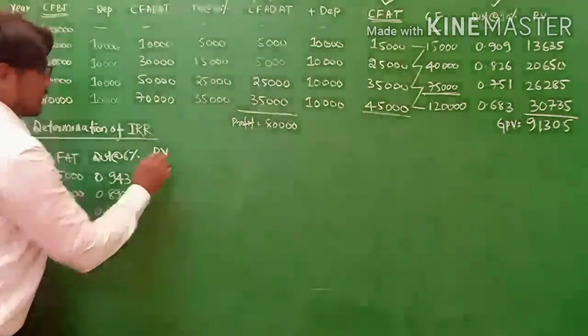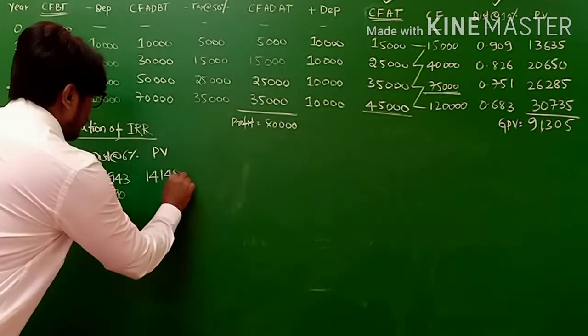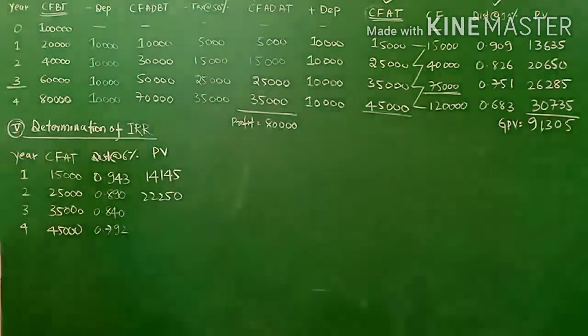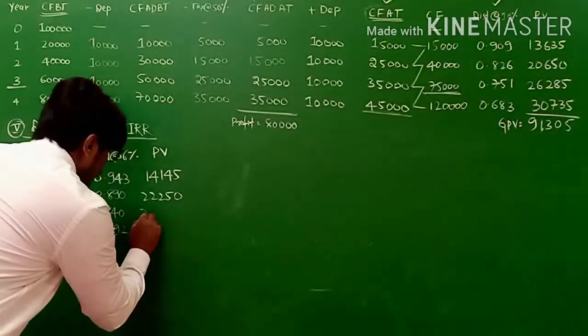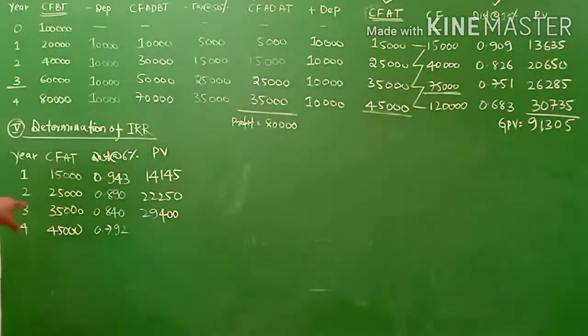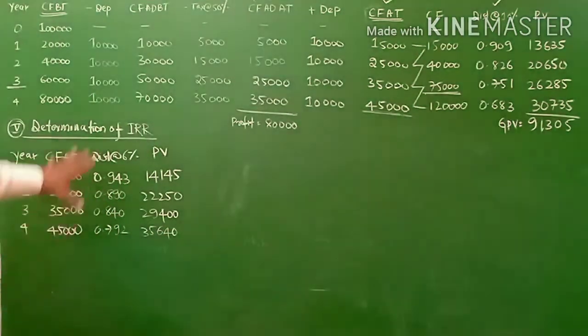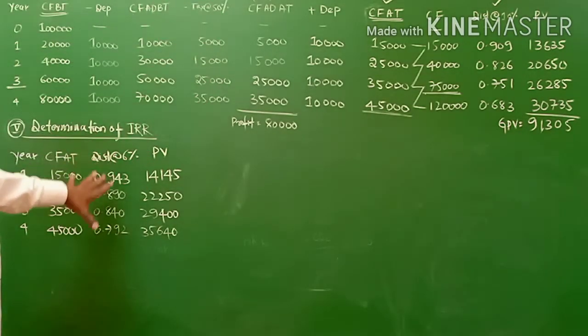Next we calculate present value. So you need to multiply this 15,000 into 0.943, you will get 14,145. Likewise 25,000 into 0.890, you will get 22,250. Likewise 35,000 into 0.840 you will get 29,400. Next 45,000 into 0.792 you will get 35,640, my friends. This is the entire calculation of present value, which is already calculated there at 10%, and the same I am calculating there for 6%.